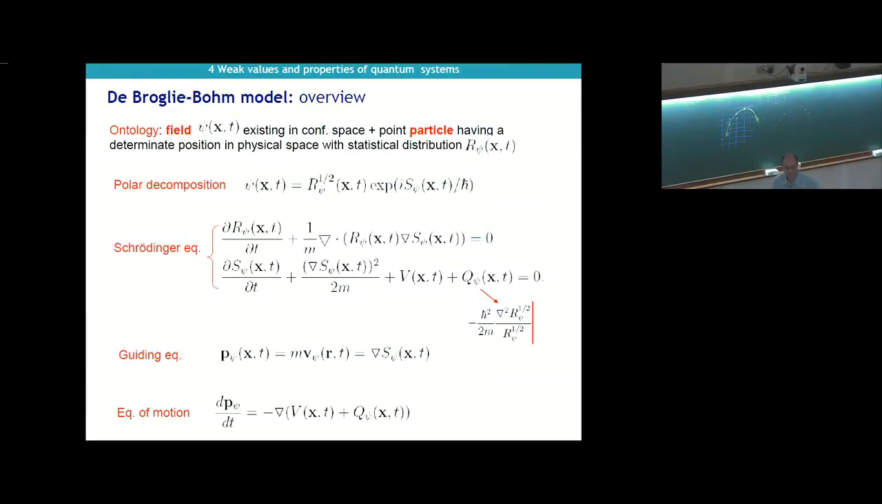So I don't know if I should describe it. I mean, who is not familiar at all with the Bohmian model here? Please raise your hand if you're not familiar at all. So I will explain it a little bit.